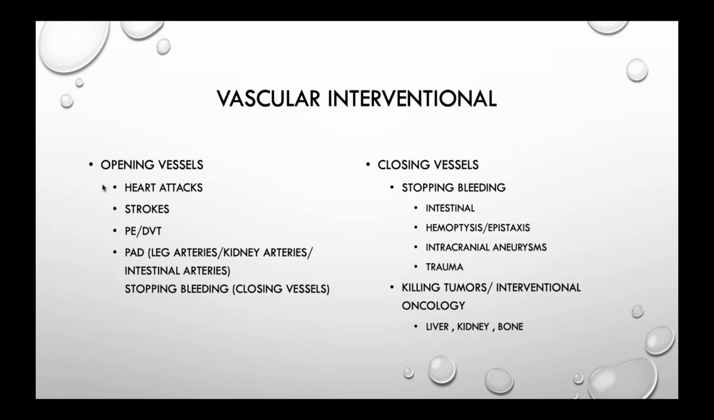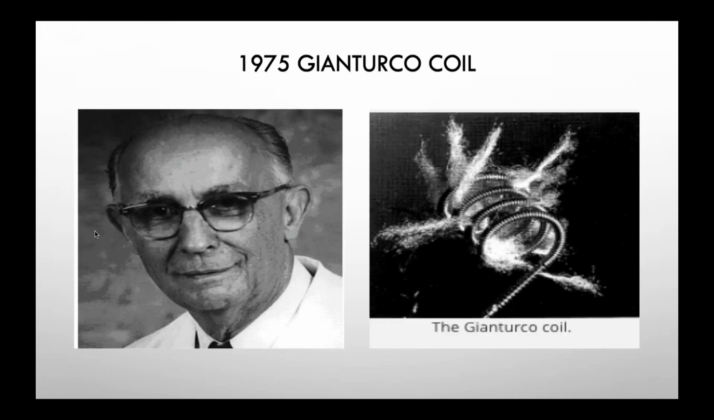Or we block vessels, whether we block them to stop bleeding, like hemoptysis from the bronchial arteries or hematemesis from intestinal arteries, or even aneurysms that can bleed and cause subarachnoid bleeding in the brain. We can actually coil those vessels off, or in traumas, whether it be blunt or penetrating, car accidents or gunshot or knife wounds, where we can take solid organ injuries, what used to require exploratory laparotomy, we can fix with the little catheter wire and tiny coils. And there's the whole world of interventional oncology, where we're able to kill tumors, whether it be in the liver, kidney, or the bone.